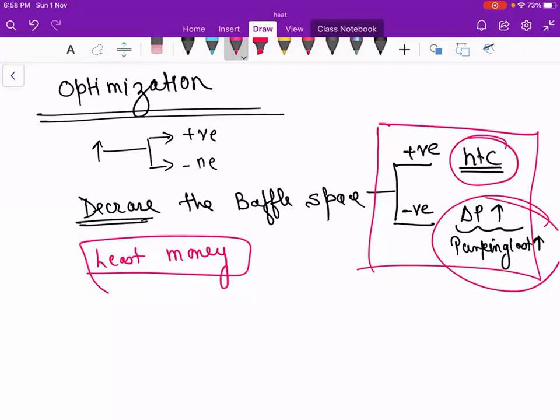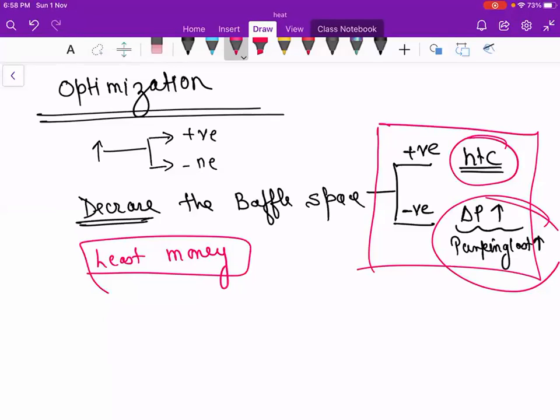For whatever the process is, ultimately the company wants that money should be required in a very small amount. That is our ultimate aim. So if we increase the heat transfer coefficient, we will save money. But if we increase delta P, we lose money again. So we have to think about that, and we have to do an optimization, meaning we will get optimum values.